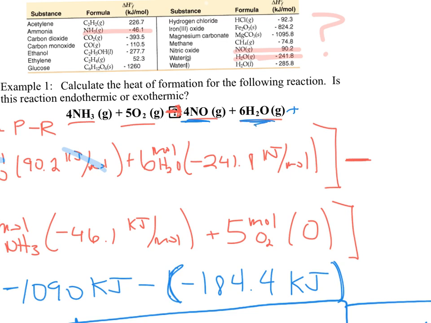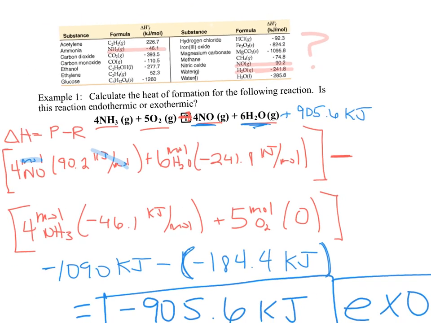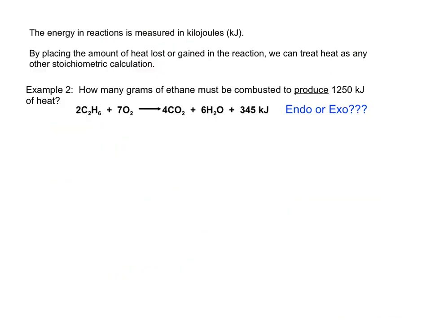but I'm also going to get 905.6 kilojoules of heat energy. So I can actually go into that ratio, 4 moles to 6 moles to 905.6 kilojoules. And I chose to put it on the product side since it's exothermic. By placing the amount of heat energy lost or gained in a reaction, we can treat it as any other part of our stoichiometric calculations, which is a scary word for our mole ratio.